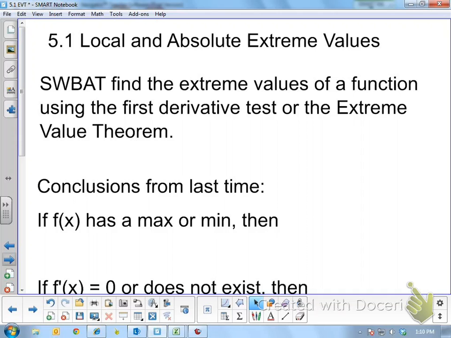Last time we did an exploratory activity, and this time we're going to take that exploratory activity and apply it.